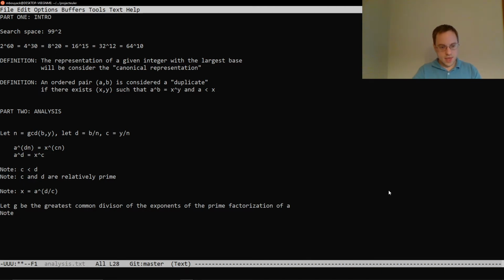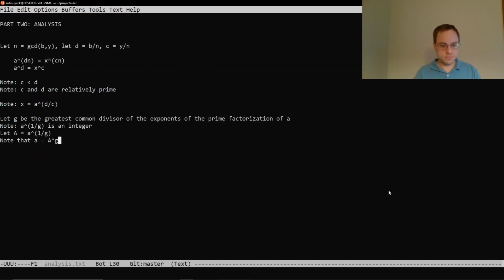And we'll note that a to the 1 over g is an integer. That's because of how we've defined this value g: it divides all of the exponents in the prime factorization, so a to the 1 over g must be an integer. We'll also let capital A be equal to a to the 1 over g. And note that means that a is equal to capital A to the g. And this lets us write our equation as x equal to capital A to the g to the d over c.